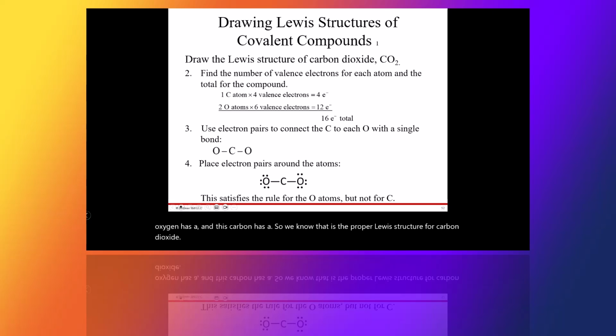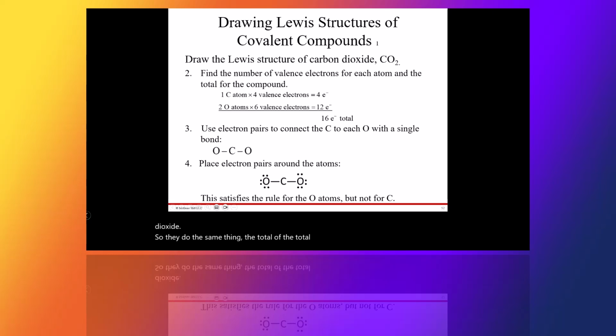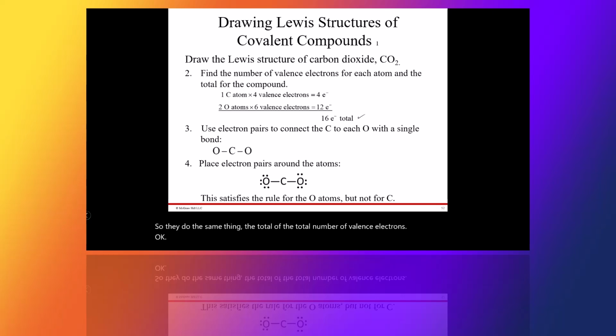So they do the same thing. They total up the total number of valence electrons. Okay. Then they do the skeletal structure. Carbon's in the center because of the lower electronegativity. They put all 16 electrons into the system.